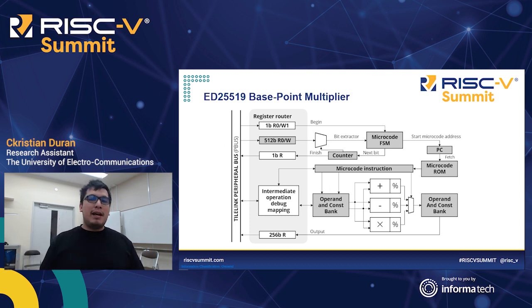Now, this is the ED25519 base point multiplier. Basically, the base point multiplier is in charge of creating the public key from a 512-bit private key. And this particular register, well, it's not actually a register, it's actually a memory. This memory will be only writable. If you try to read it, you will read 0. And this is for security purposes. So whenever you push any kind of private key inside of here, the data will not be visible for dumping by other entities.